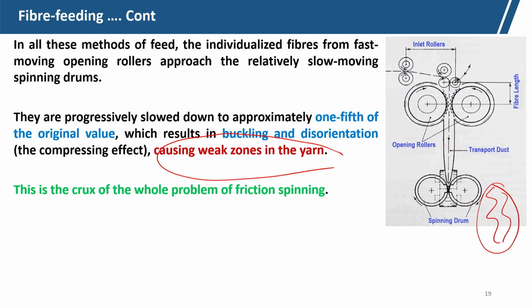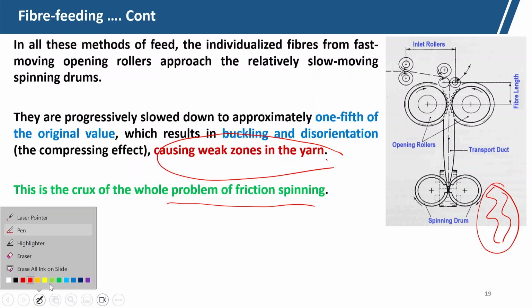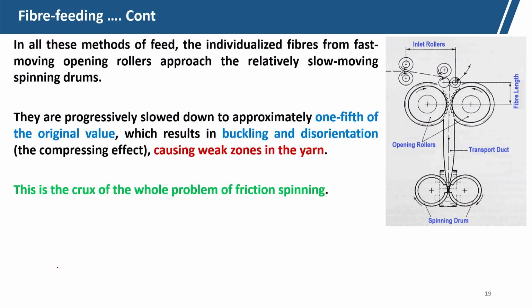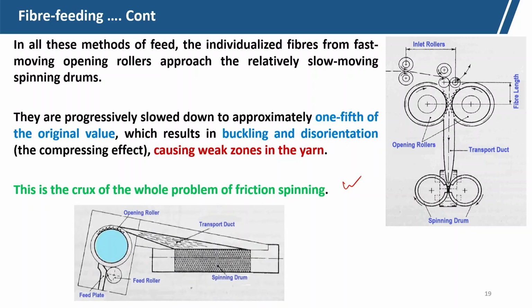This is the crux of the whole problem in friction spinning. So, in friction spinning, the feeding zone is the problem, where fiber buckling takes place, and this is taken care of a little bit by the Dref 5 system. So, in the Dref 5 system, we have the inclined feeding. So, buckling is eliminated to a large extent.